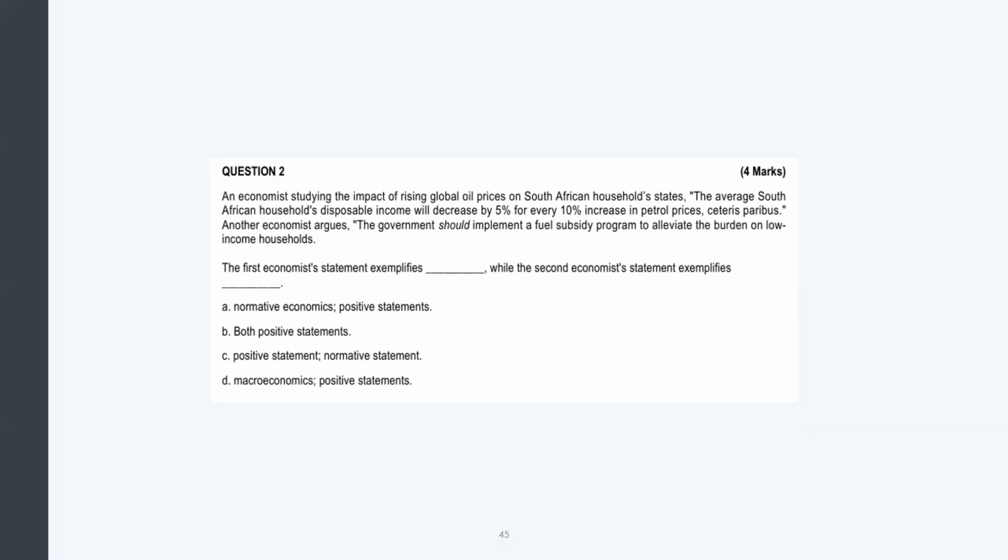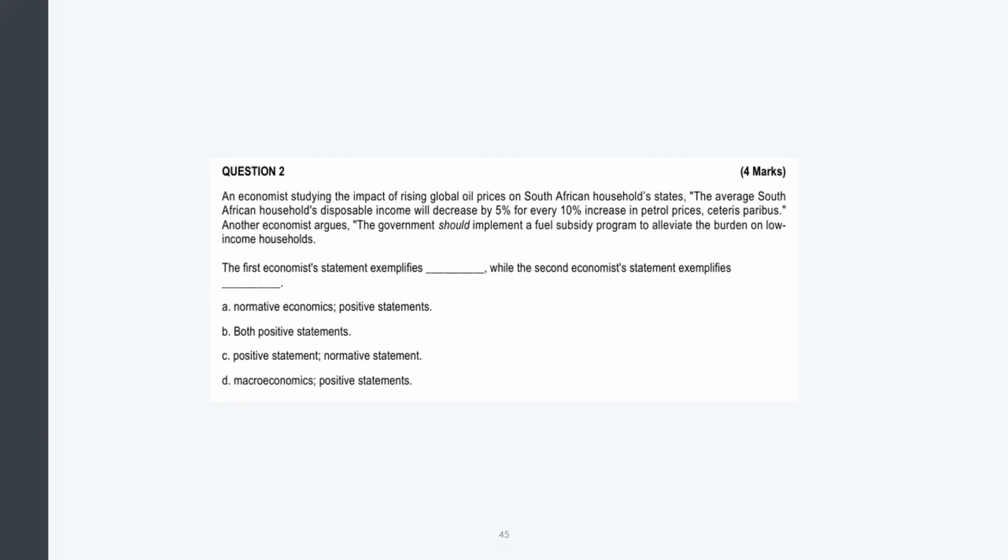So the first economist, the one who said the average household disposable income will decrease by 5% for every 10% increase in the petrol price, ceteris paribus. Is it positive or is it normative? The first economist. It's positive. Right, for the facts. It's positive. Right.